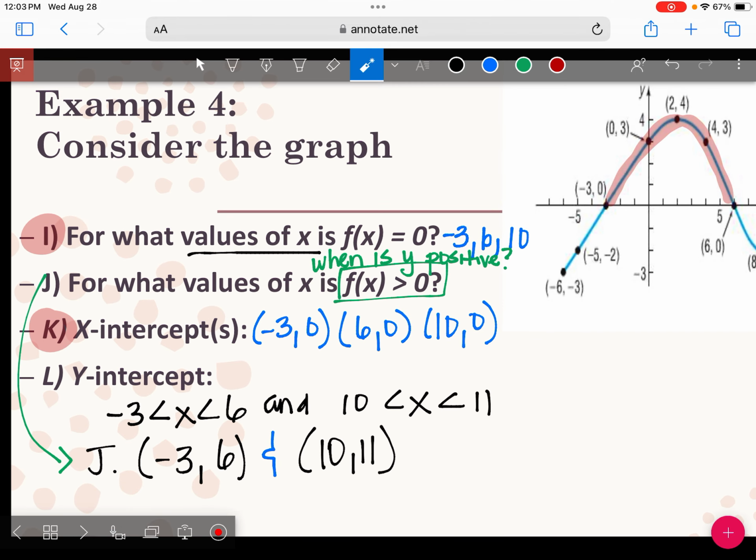All right, lastly, our y-intercept. There's only one y-intercept, and where is our y-intercept? You look at your graph, it crosses at 0,3. So I know that's a little messy. Sorry about that. But this is question J.